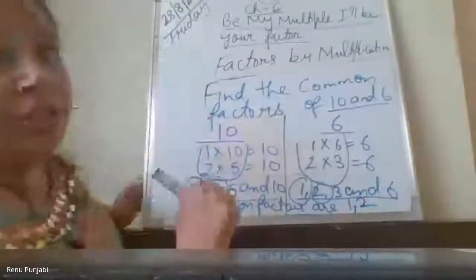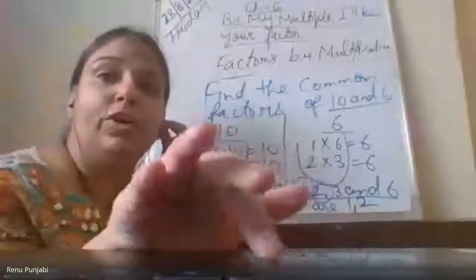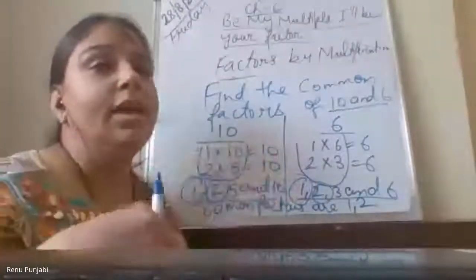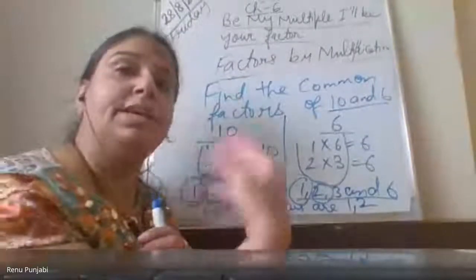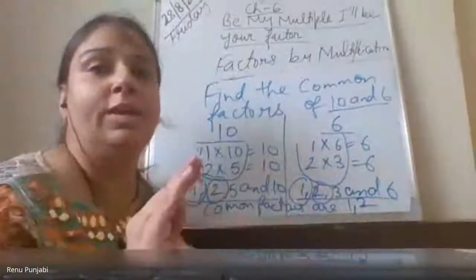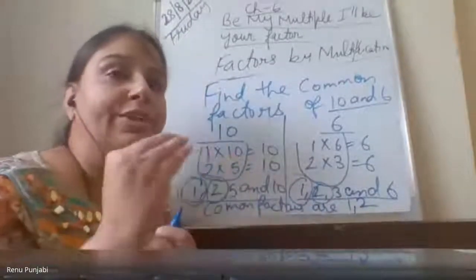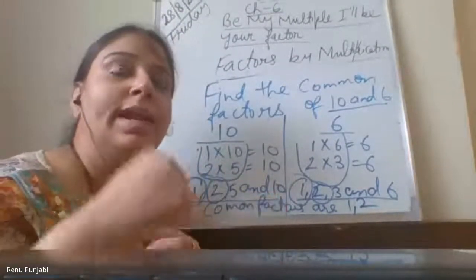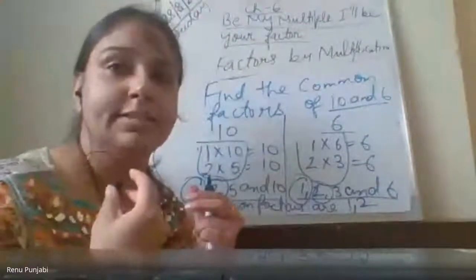When I give you the Google form to find the common factors, if there are more common factors, you just have to put a comma and keep on writing. You will not write 'and'. If only two factors are there, then you will write 1 and 2. And if there are more, then you will write commas. This is not a rule, but the Google form only accepts this.